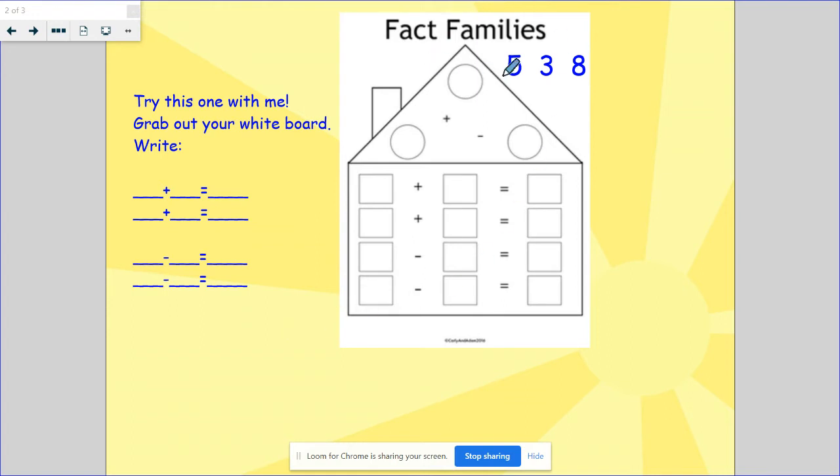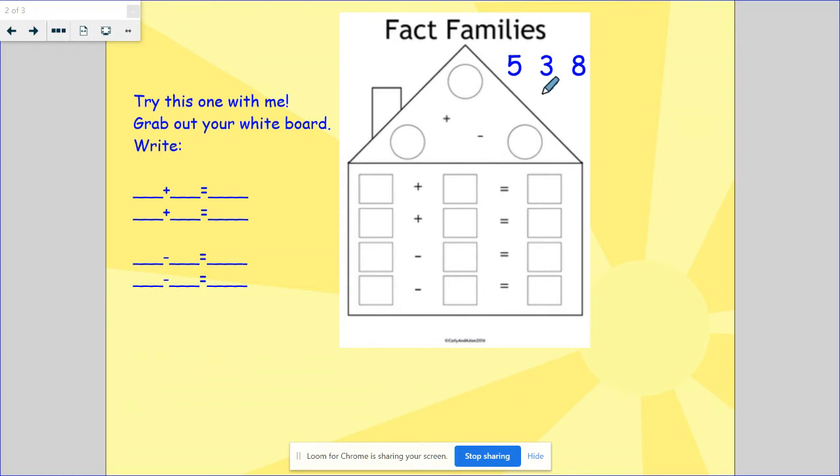So we're going to do 5, 3, and 8 together. And instead of drawing this big house with all of these boxes and things, I want you to write this. So first thing you're going to do is grab out your whiteboard. And then next, you're going to write a space for 2 addition equations and 2 subtraction equations. And second graders, please feel free to pause this video to go get your supplies, okay? Because I'm going to jump right in. So if you need to grab your whiteboard, you want to hit pause.